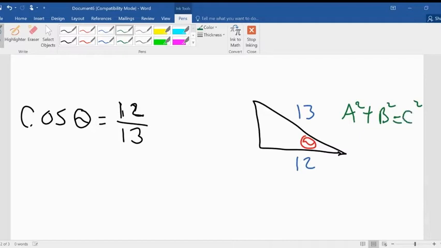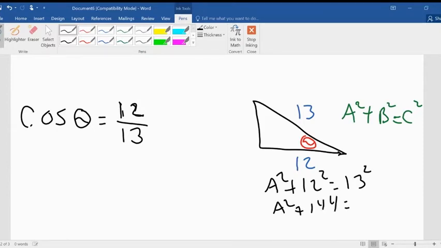C squared. All right, so we're going to solve for that side. So we have a squared plus 12 squared equals 13 squared, because 13 is your hypotenuse. That's a c. So I have a squared plus 144 equals 169. Okay, now we're going to solve for a.